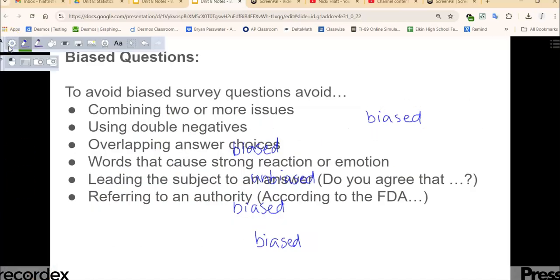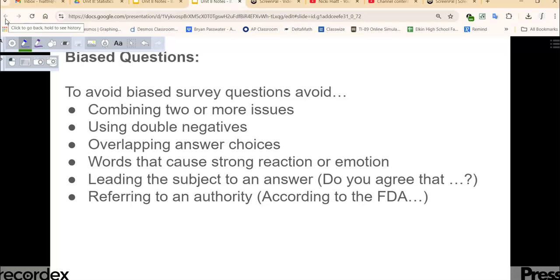Another thing you have to be very careful about is asking biased questions. Whenever you have a biased question, people are led to answer in a certain way and will be more likely to answer in a certain way. There's several ways that this can happen. For example, you could combine two or more issues, and then people may not really be answering the question. They may be answering for the first part of the question instead of the second, or they may get confused.